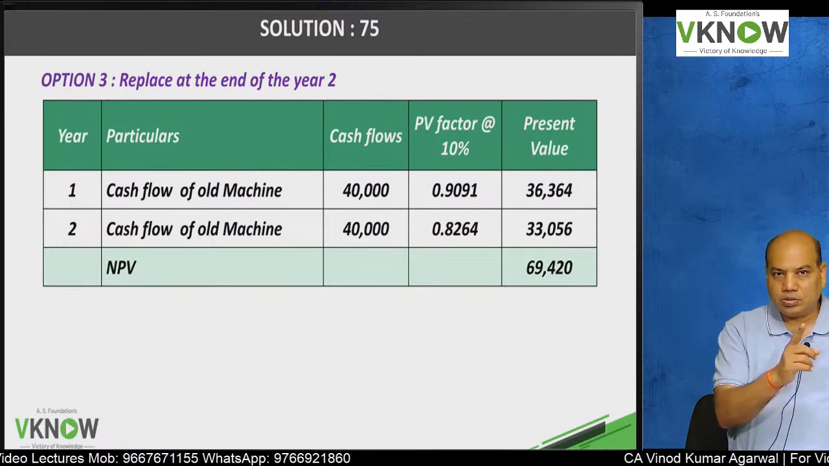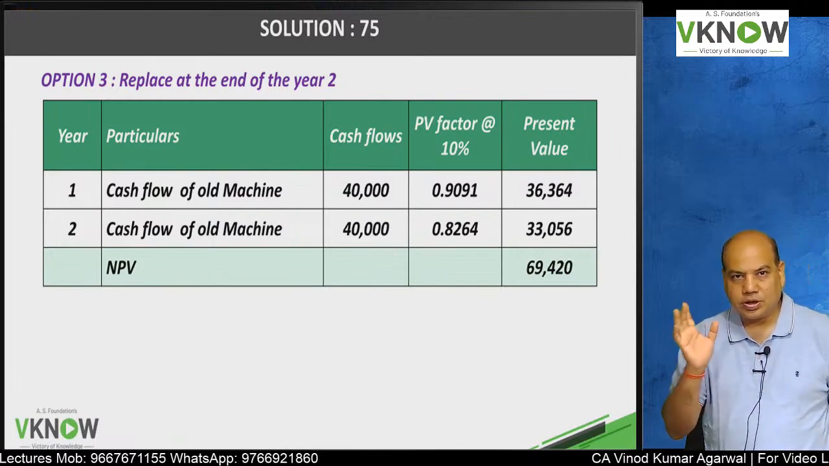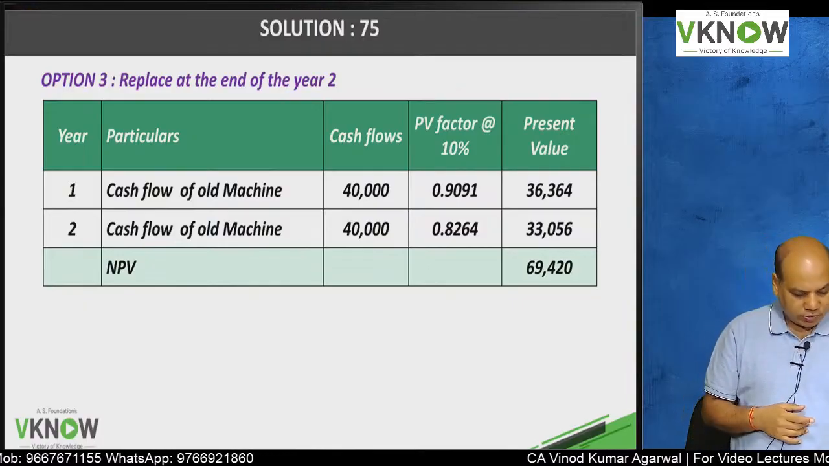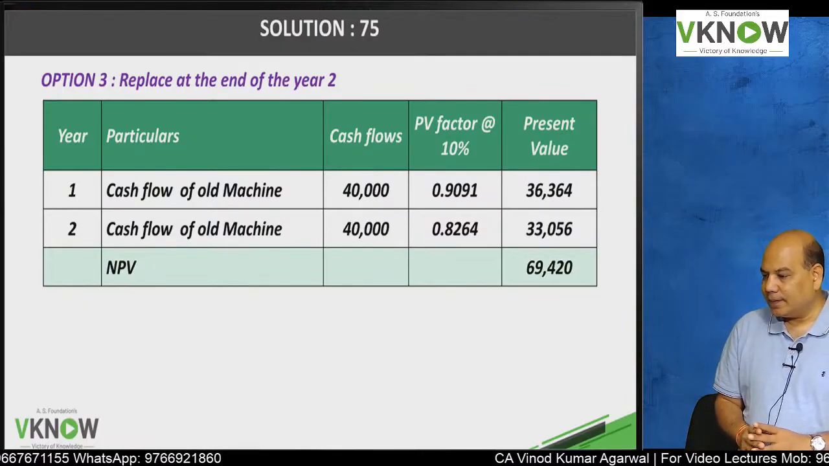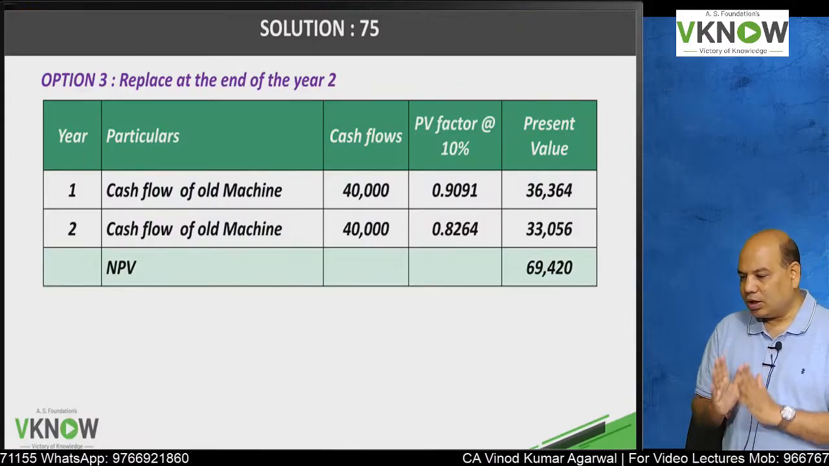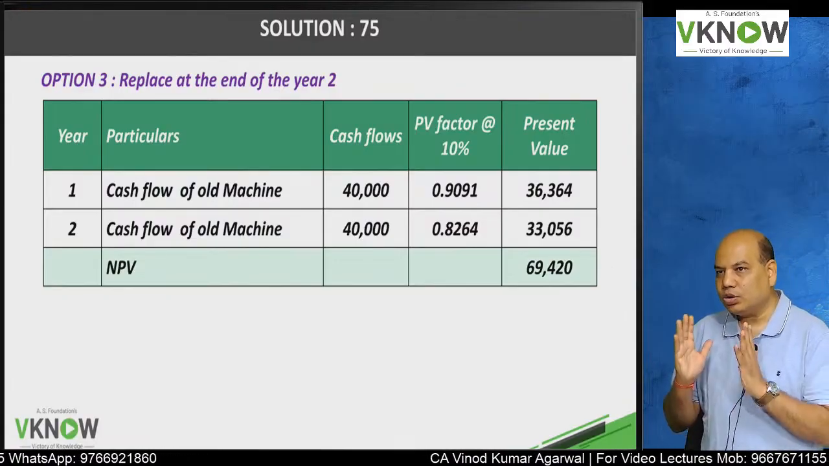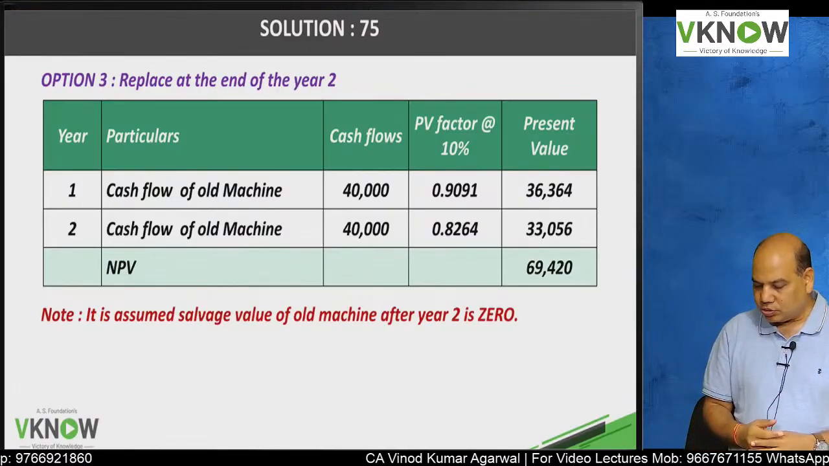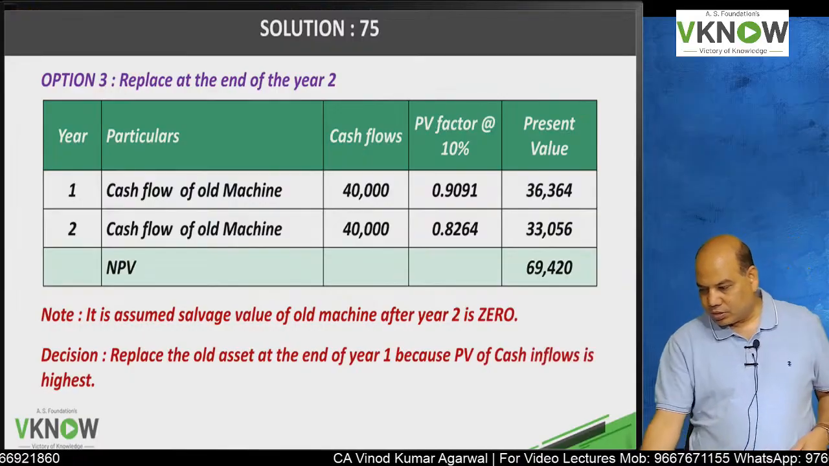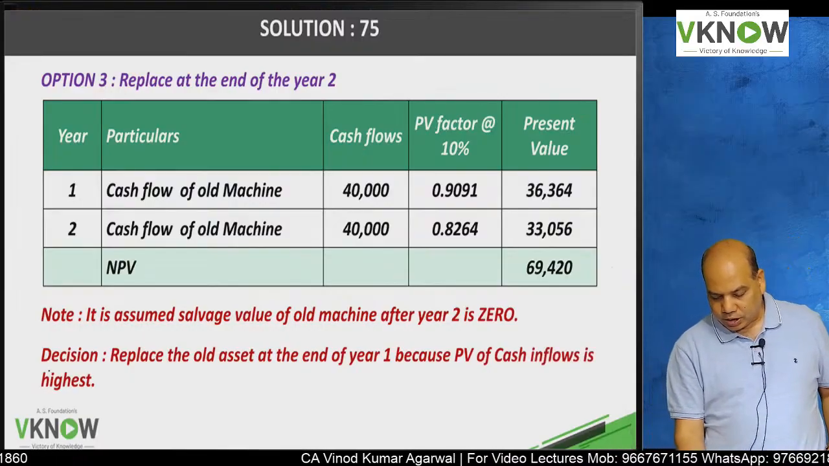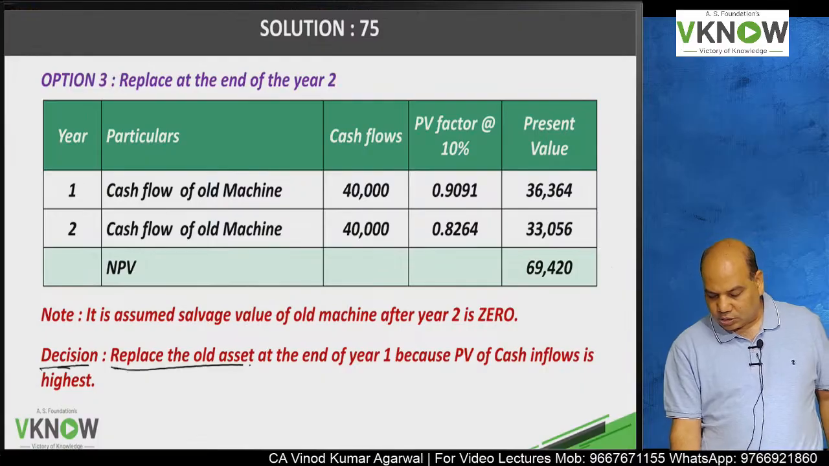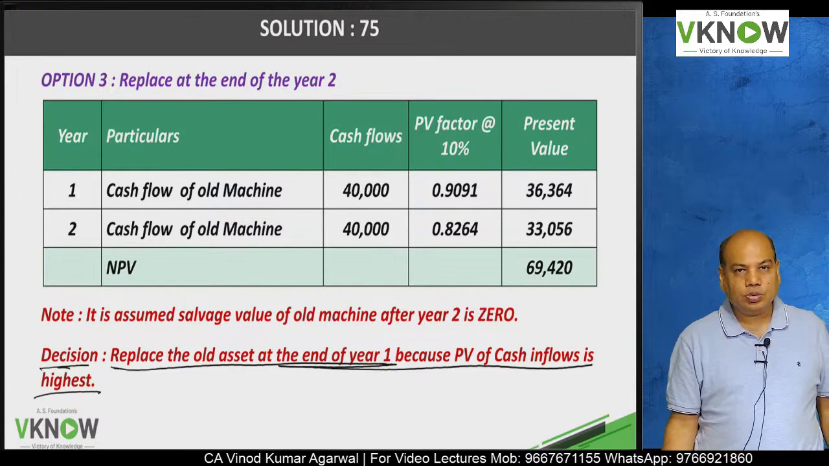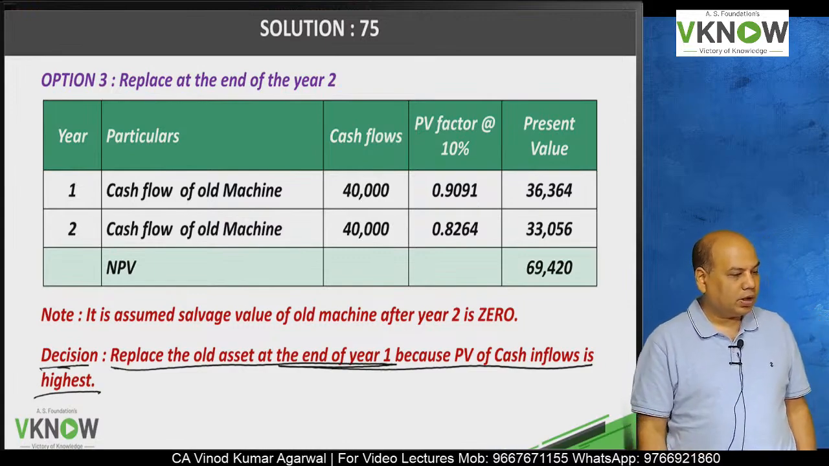You will compare option 1, option 2, option 3 and select the highest one. So would you please reply, where is my NPV of cash flow highest, or PV of cash flow is highest? The student is saying year 1. Okay, you are right. Write down the decision. Replace the old asset at the end of year 1.